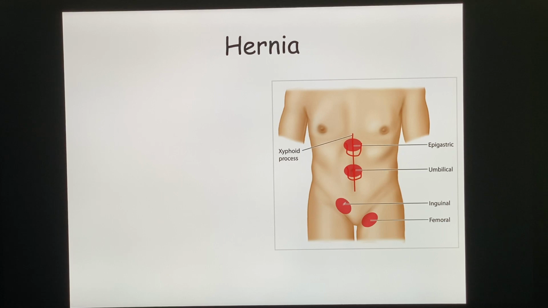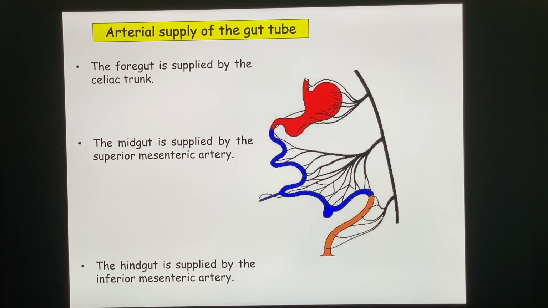Then I mentioned the superficial inguinal ring. What comes out of it is the spermatic cord. Sometimes the viscera can pass from a deeper ring, and then they pass through this superficial ring. In that case, we call it an inguinal hernia. There are different types of inguinal hernia, but you don't need to know that again. Femoral hernia is where we have the femoral ring, and the viscera pass into that, and we call it a femoral hernia. Arterial supply of the whole of the gut, I'll keep it very simple.